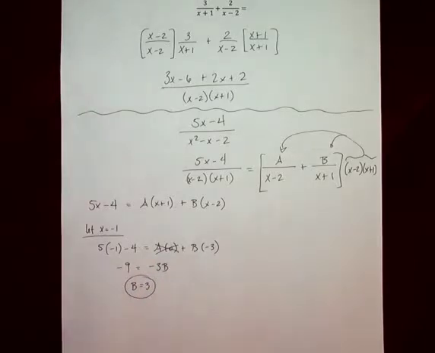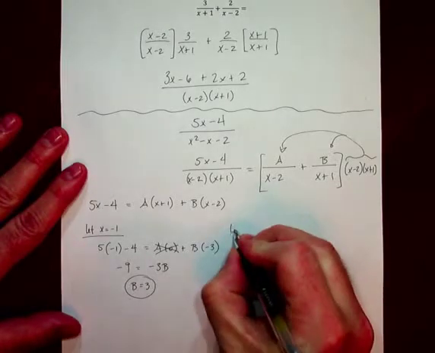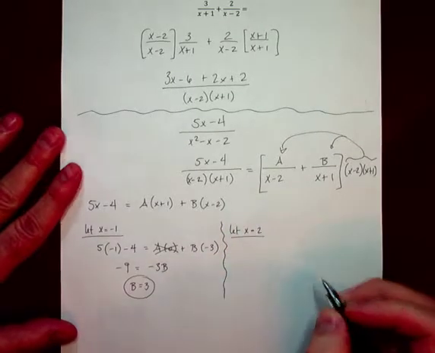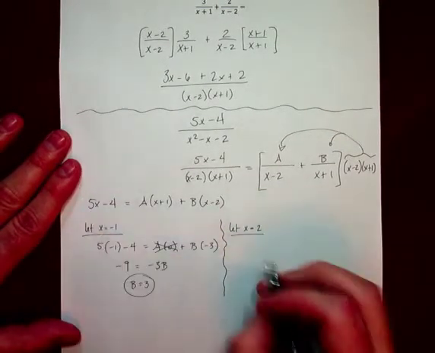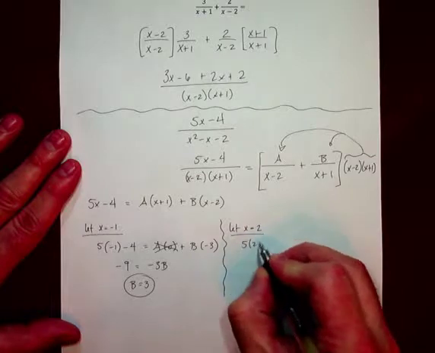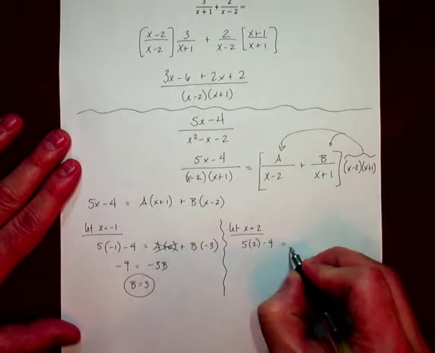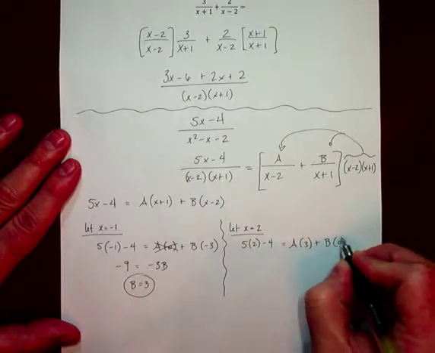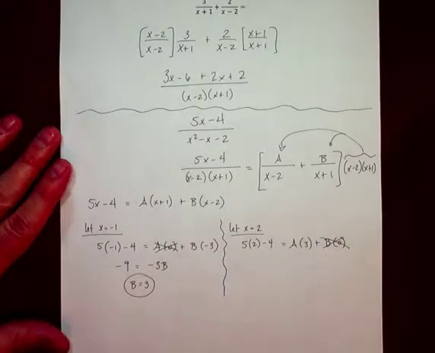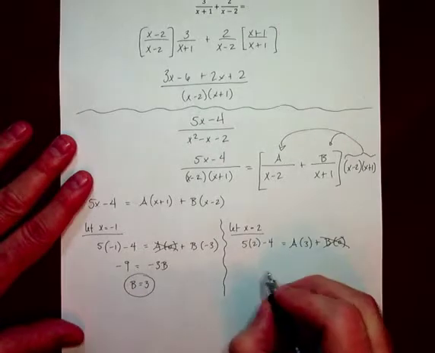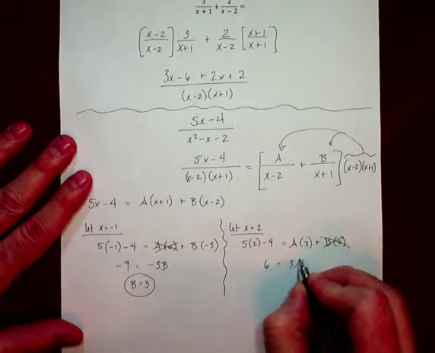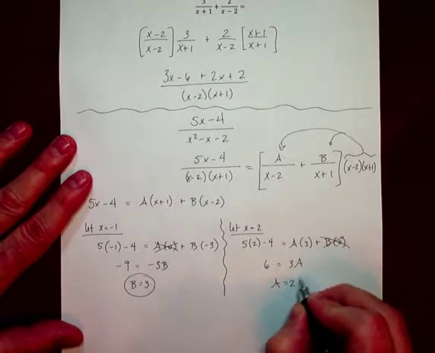Well, we're going to do something very, very similar with A. We're going to let x equal 2, okay? If we let x equal 2 and plug in here, we're going to get 5 times 2 minus 4 is equal to A times 3 plus B times 0. That goes bye-bye. Again, that was kind of the point. And we get 10 minus 4, which is 6, is equal to 3A. So A is equal to 2.